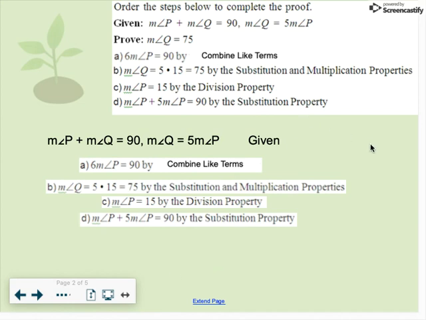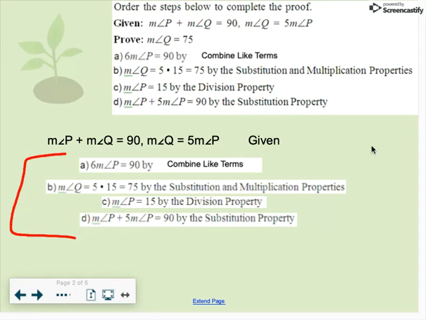What we're going to start with is we have this proof in front of us, and it has the steps written out, but we need to put it in order of how it will go. So if we look at this proof here, it says, given measure angle P plus measure angle Q equals 90, and the measure of angle Q equals 5 times the measure of angle P, prove that Q equals 75. So what we're going to do is take these four terms down here in the bottom, and we need to move them around into the correct order.